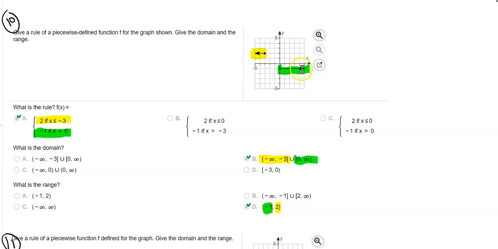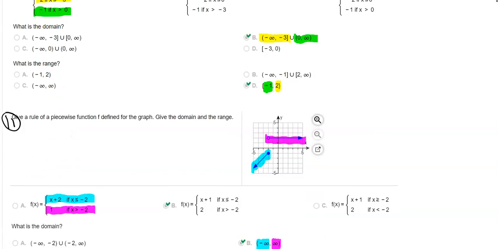What is my domain? So I kind of colored it here. Hopefully that's helpful. So I do need that bracket there because I have a closed circle. And then I need a parenthesis here because of the open circle. And then we're looking at our y values. Even though we have these lines going on forever, this green line only represents the value of -1. And this big yellow line only represents the value of 2. And you see we use braces there. So -1 and 2 are the only y values on that function.